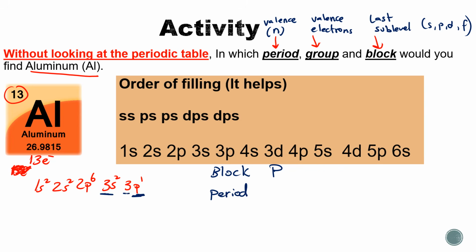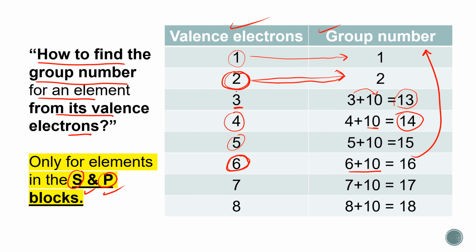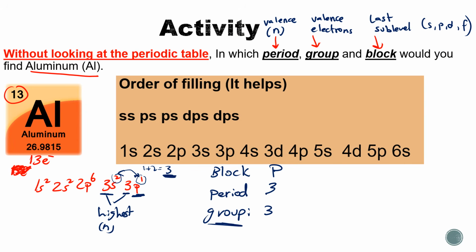Okay? Now what's the period? Look at the valence shell. This is the highest n, right? So the period is going to be 3. And the group is going to be the number of valence electrons, right? So 1 and 2, these are the number of valence electrons. 1 plus 2 equals 3. So the group will be 3. So do you think it's in group 3? It's not in group 3, because the number of valence electrons is 3, right? So remember the table. If we have 3 valence electrons, we should add 10. So it would be 3 plus 10 equals 13.